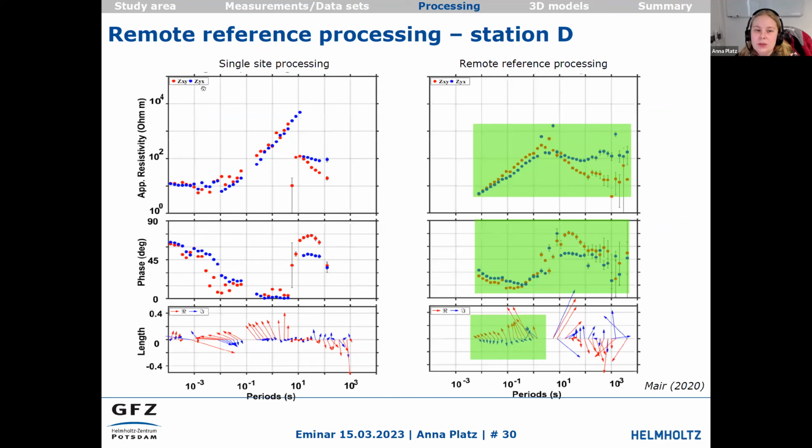On the left-hand side, you see for a station in the northern part of our study area the robust single-site processing using a coherence threshold, and you see the apparent resistivity, phase curves, but also the induction vectors. And on the right-hand side, you see now the remote reference result using the Wittstock site in northern Germany as reference station. And you see that you get a lot of improvements, which you also normally expect for the remote reference technique, at least if your noise is not coherent between the two sites.